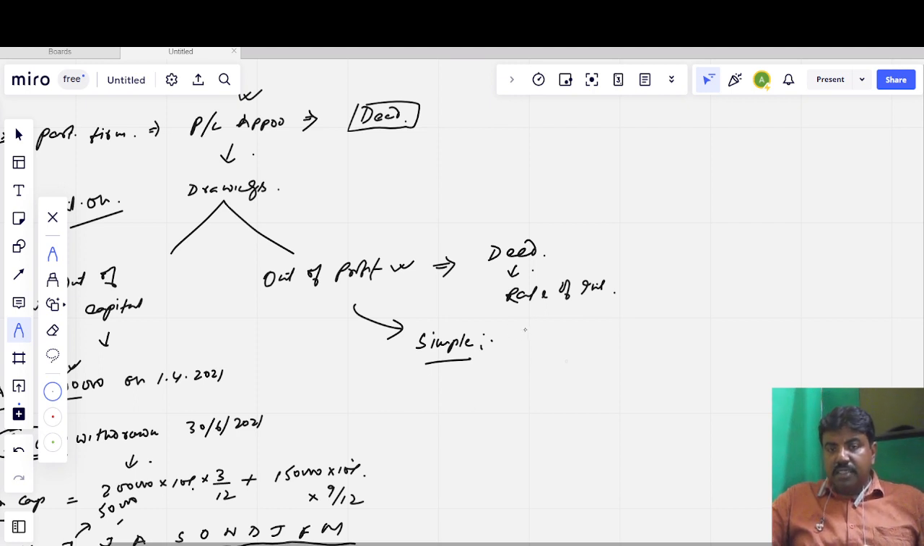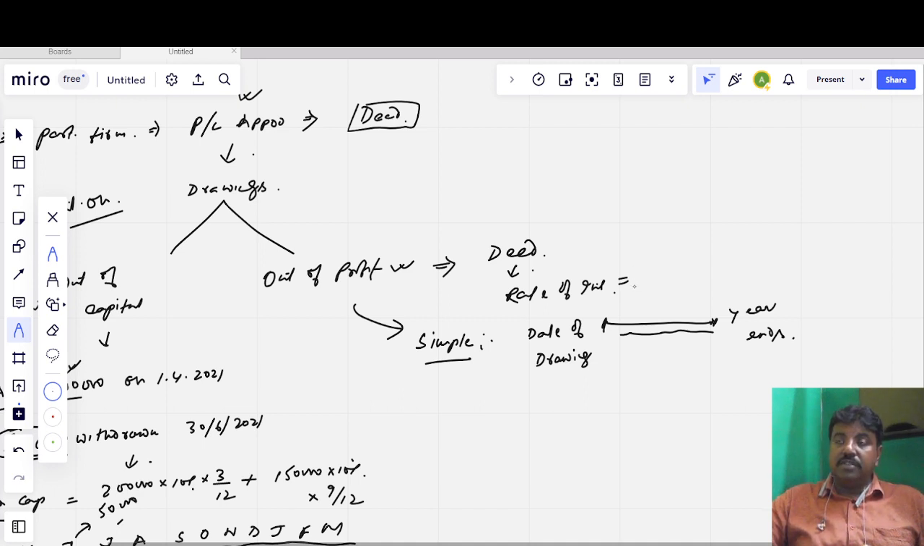The thing is that you have to remember the date of drawing, that is the date when the partner is withdrawing the money. And one more point, the date when the accounting year ends. These two dates. From the date of drawing to the accounting year end, interest will be calculated for this time period. One notable point here, of course, is that the rate of interest has to be a per annum interest. Then only we will consider the time factor. I am assuming here the interest to be 5%.